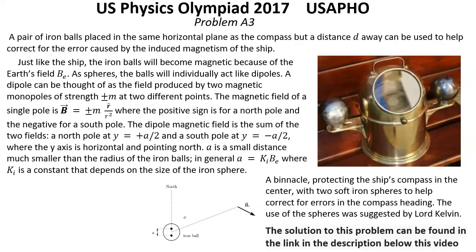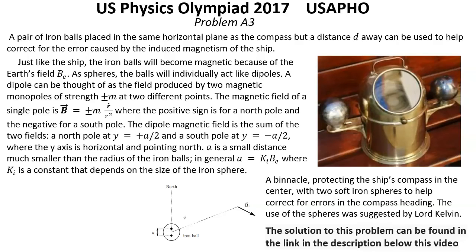iron sphere. The picture shows a binnacle protecting the ship's compass in the center, with the two soft iron spheres to help correct for errors in the compass heading. The use of the spheres was suggested by Lord Kelvin.